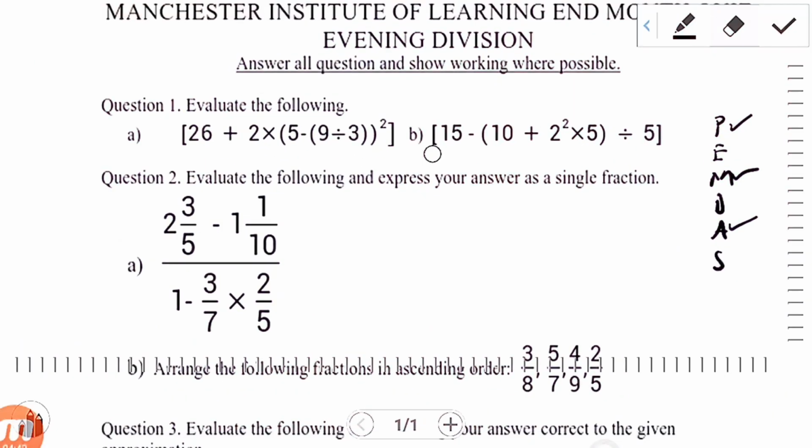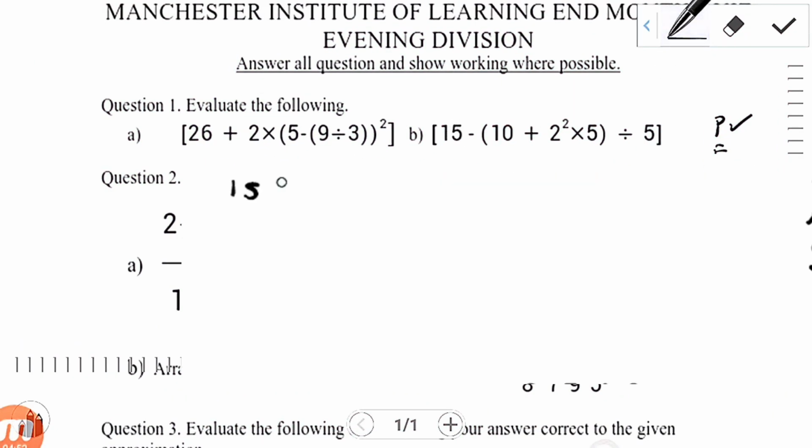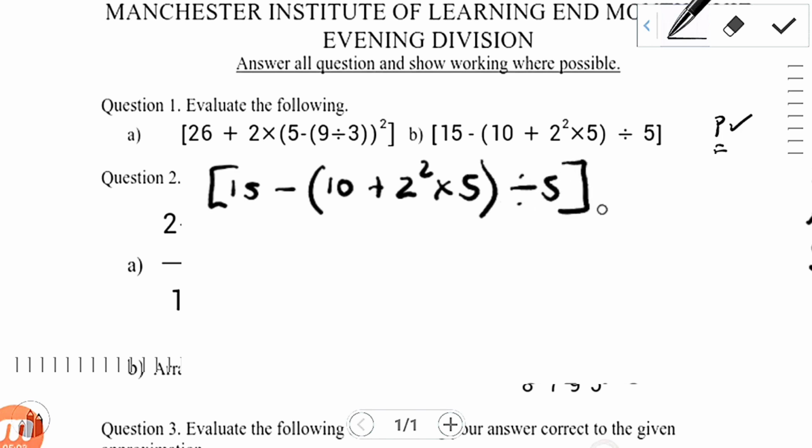Okay, next one is the second PEMDAS question here that says here 15 in square bracket here, take away an inner bracket that includes 10 plus square of 2 multiplied by 5, close the inner bracket, divided by 5, close the outer bracket. So then what we have now is in fact 15 take away, and then we're going to work what is in the inner bracket first.